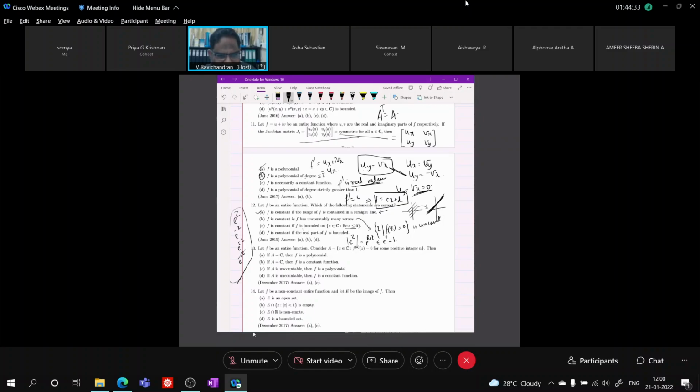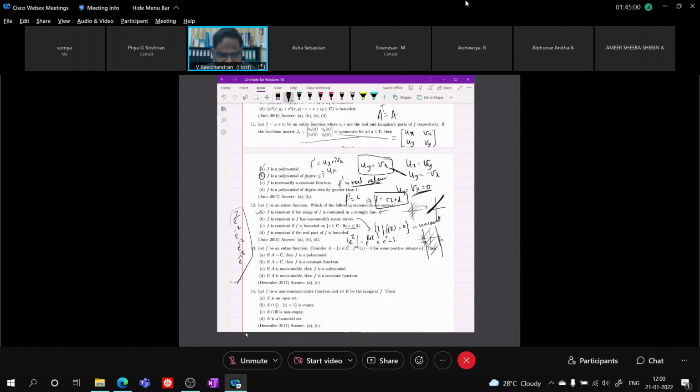So if f is constant, if the real part of f is bounded, I think we have seen this in an earlier question also. We have even discussed this earlier: the real part will be between something and something, and therefore the function will be lying in a vertical strip. So in that case, by Picard theorem, it will be constant naturally.